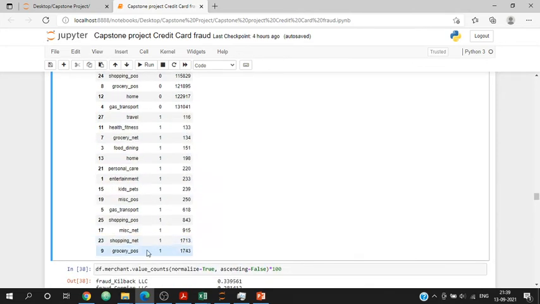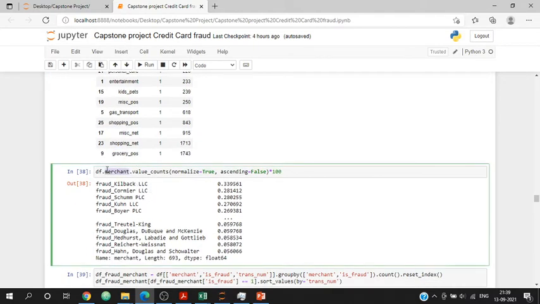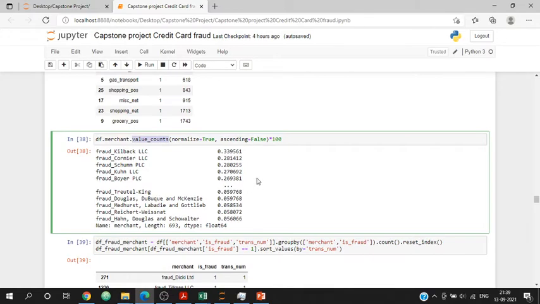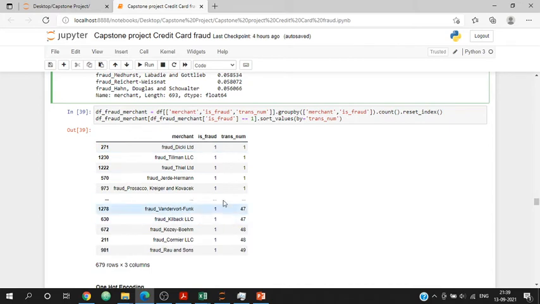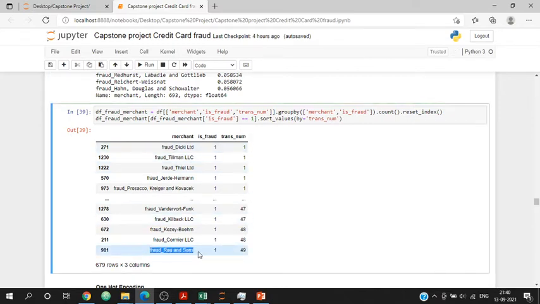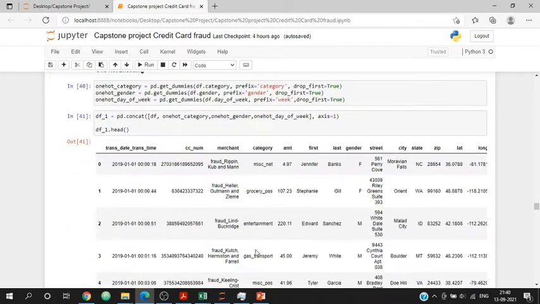As you can see, grocery has a lot more fraud transactions. Here we are using the merchant value just to check the percentage. Based on the merchant type, we are trying to check the fraud transactions and the number of transactions. So for this particular merchant, there are more fraud transactions.